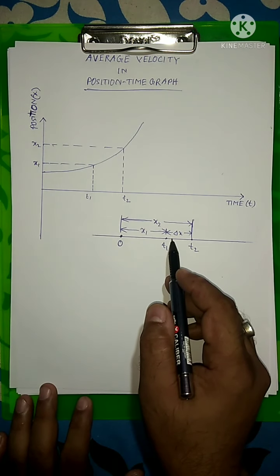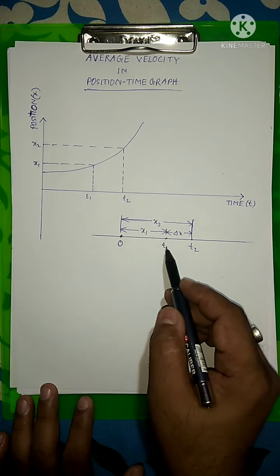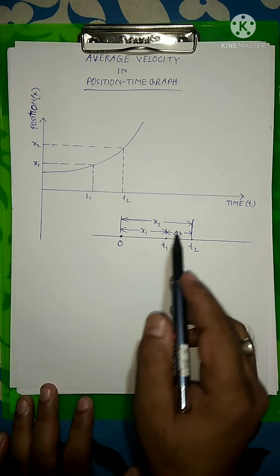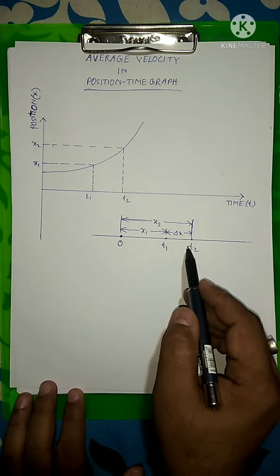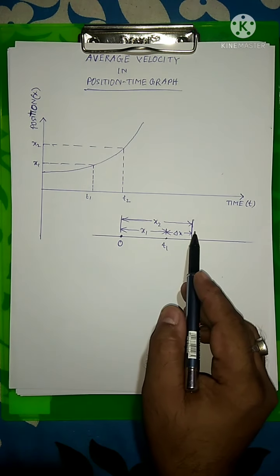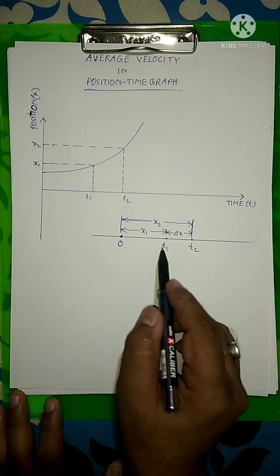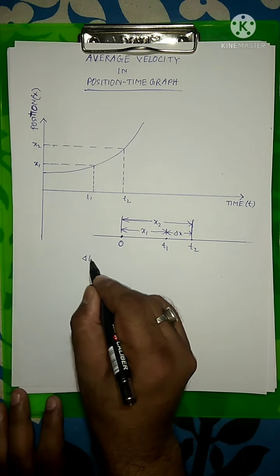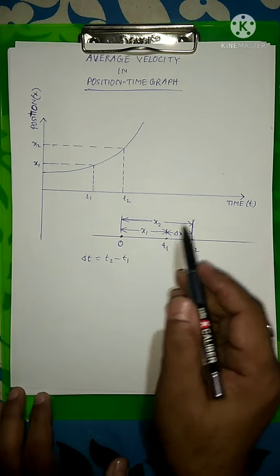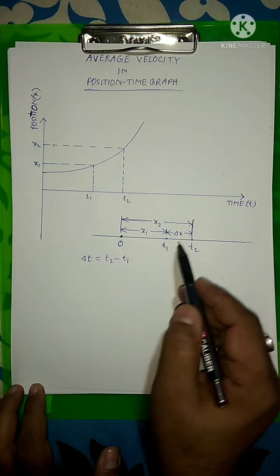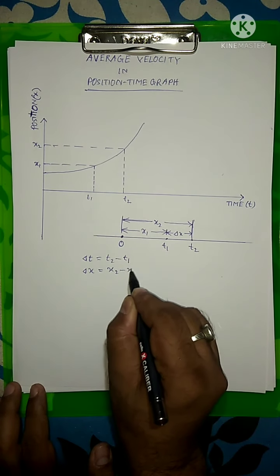The position of the particle with respect to the fixed point O at the instant t equal to t1 is x1, and the position at the instant t equal to t2 is x2. Thus the interval from t1 to t2 is delta t equal to t2 minus t1, and the displacement of the particle over this interval is delta x equal to x2 minus x1.